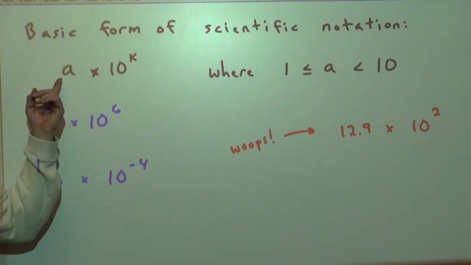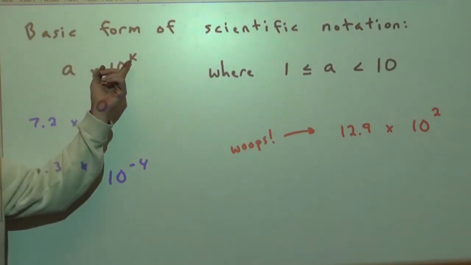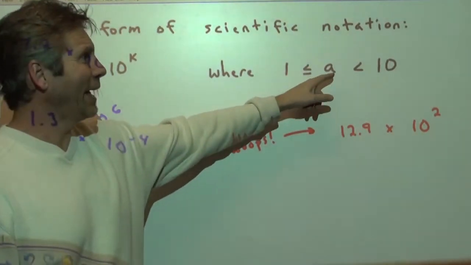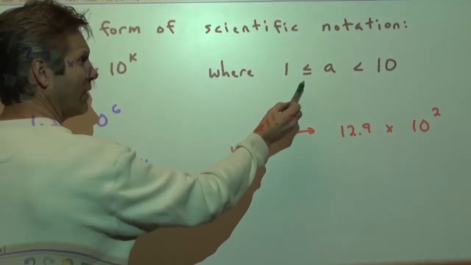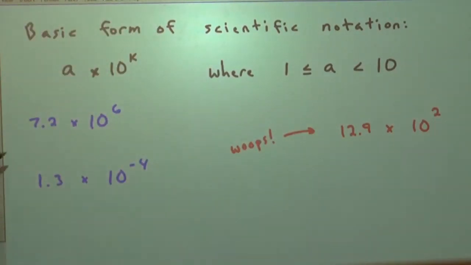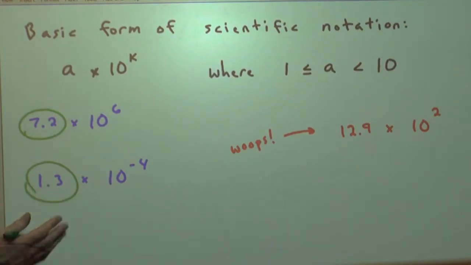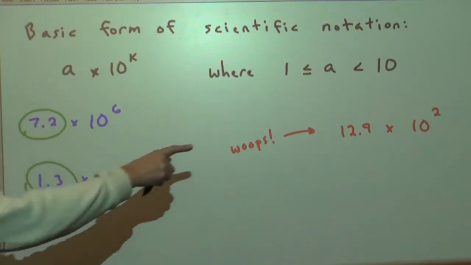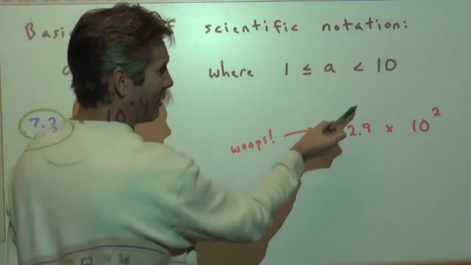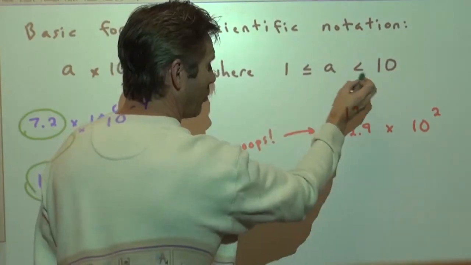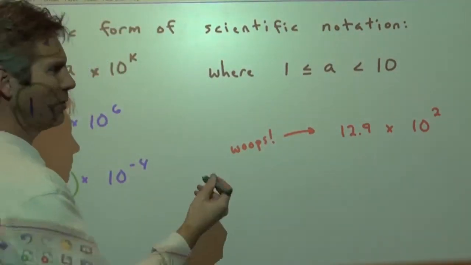It needs to be in this form here: a number times 10 raised to some constant. But that number, that A, has to be a number between 1 and 10, closed on this end, open on this end. So check it out. These guys would both be in scientific notation because the number we're multiplying the power of 10 by is somewhere between 1 and like 9.999. These are okay. This guy's no good because this number being multiplied by the power of 10 is bigger than 10, and we need our number to be between 1 and 10. So no problem. Here's what we do.